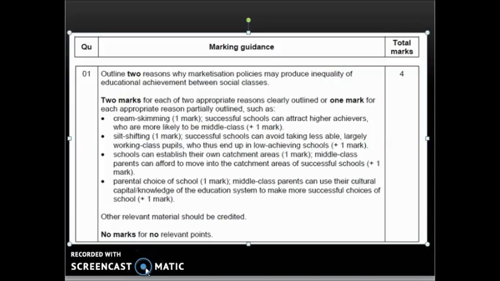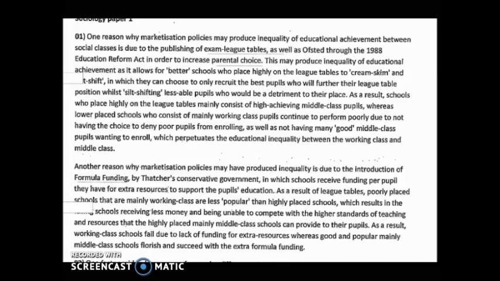Question 1. Outline 2 reasons why marketisation policies may produce inequality of educational achievements between the social classes. We were expecting students to identify one of the reasons and then explain it, and do that twice. So looking at Kate's answer, she's written quite a lot here, but she does identify a lot of knowledge. She's got parental choice, but she's also got silt shift, which was on the mark scheme that she could have mentioned as well. There was also formula funding, which was another marketisation policy.